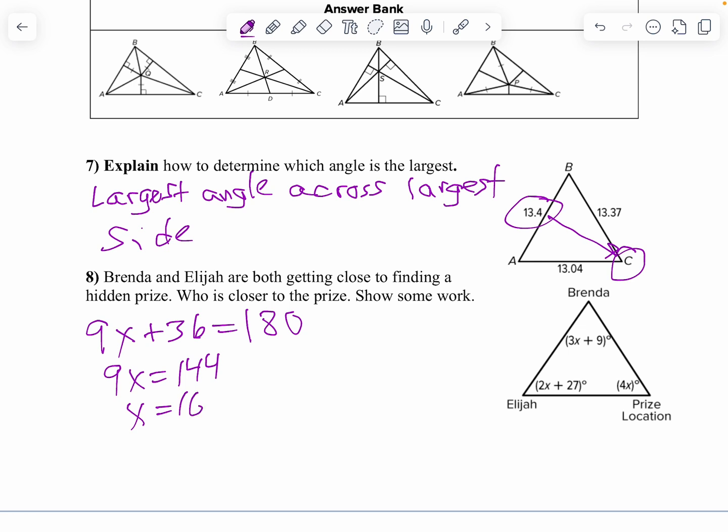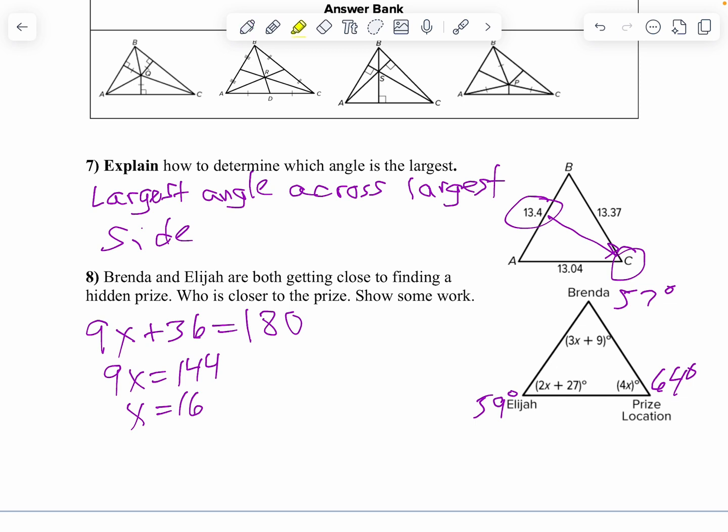I'm going to replace each x with 16. I don't really care about the prize location. Well, yeah, I do. So I take 4 times 16. That'll give me 64 degrees. If I look at the angle at Brenda, 3 times 16 plus 9 is 57. That is not Brenda's distance. That's just the angle at Brenda. And then 2 times 16 plus 27, I'm going to look at 59 degrees. So my smallest angle is 57, isn't it?